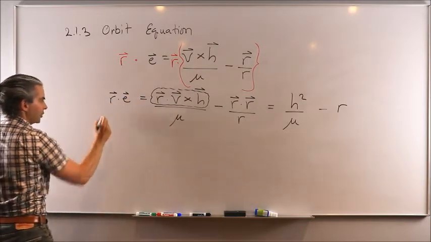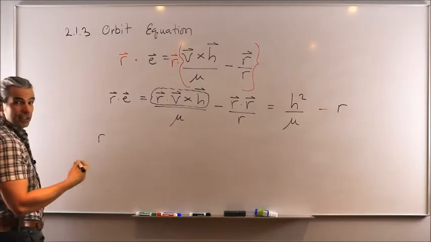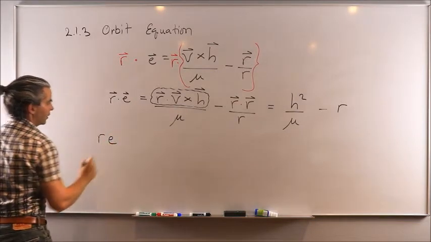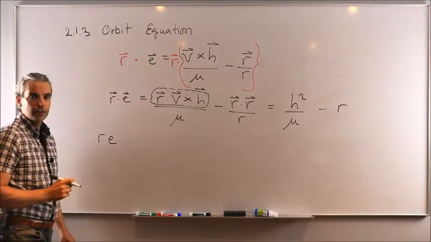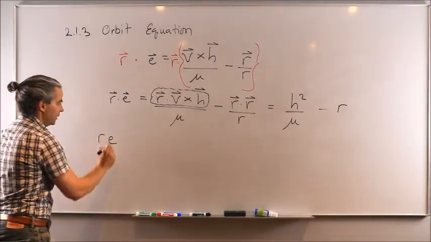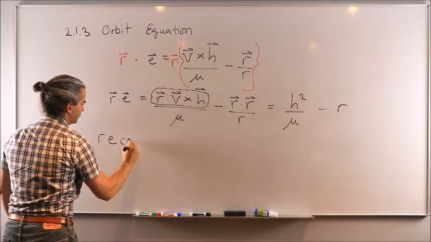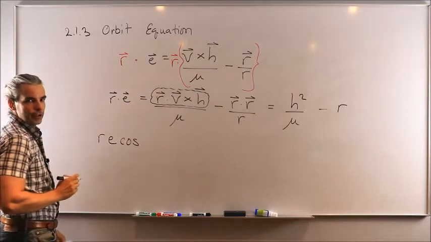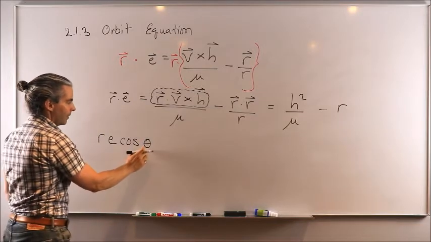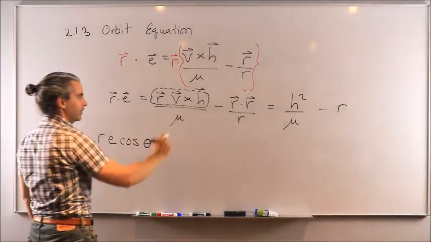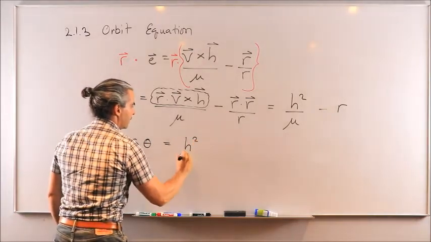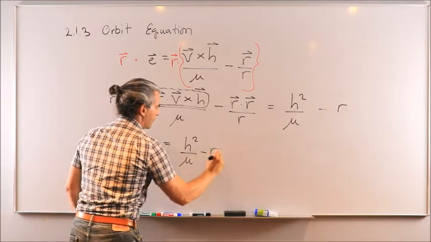So let's do it. The norm of r vector is r, which is the distance in terms of length between m1 and m2. Same for e. We're going to denote the magnitude of the eccentricity vector, which always points in the direction of the perigee, as simply being e. So re, and then cos of the angle between those two vectors. We shall denote that angle by theta. Okay? And I'll come back to this new variable in a moment. But let's just finish up solving for the orbit equation. So re cos theta equal to h squared over mu minus r.